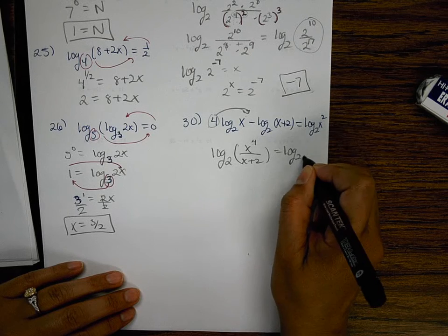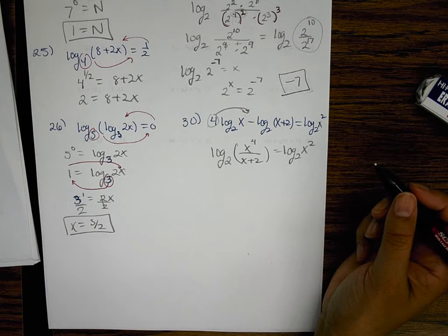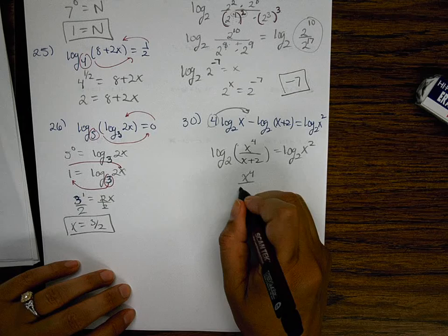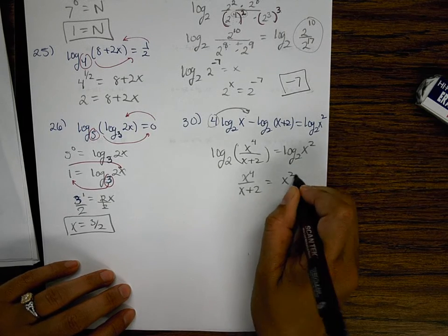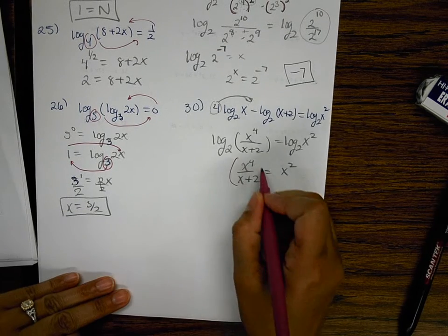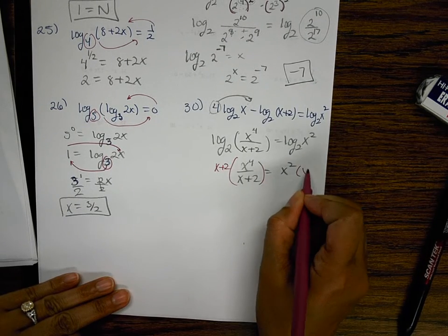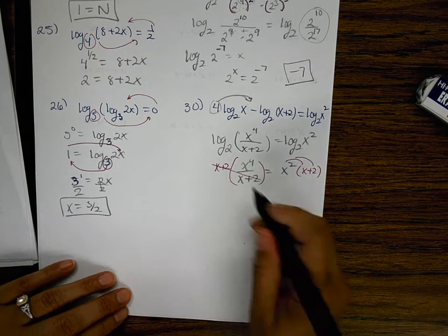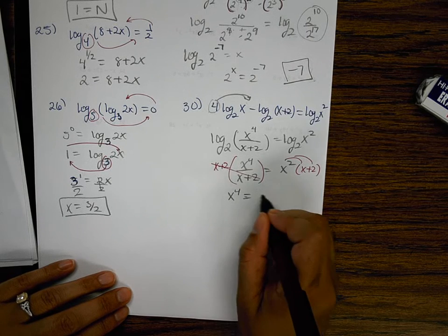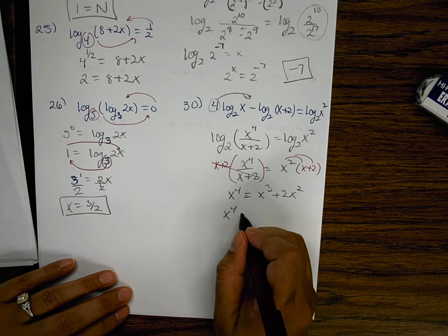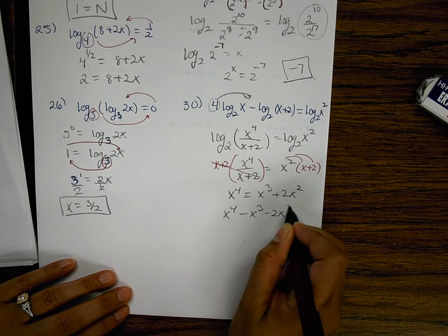Now, is this drop the log or wrap around? Both of those will get rid of your log. Since there's a log on each side, it is a drop the log. So x to the 4th over x plus 2 equals x squared. And I am going to multiply both sides by x plus 2 and distribute. x to the 4th equals x to the 3rd plus 2x squared. I'm going to subtract that over so I can factor and solve. And I end up with this.